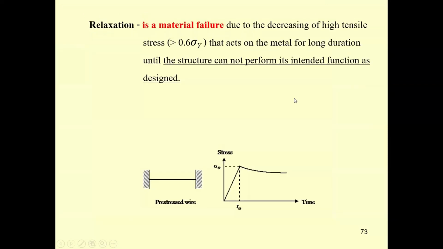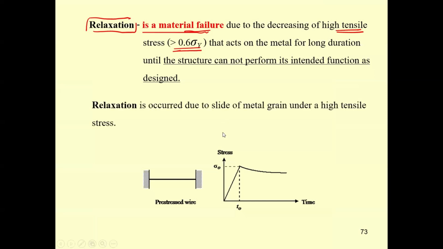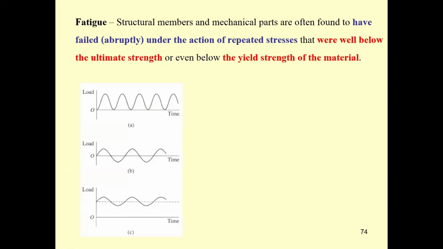Then there is another thing, relaxation. Relaxation occurs in materials such as high strength steel when it's subjected to very high stress. The metal grains under the high tensile stress will slide and cause deformation, and that deformation may be involved with the malfunction of the structure. Then there is fatigue.